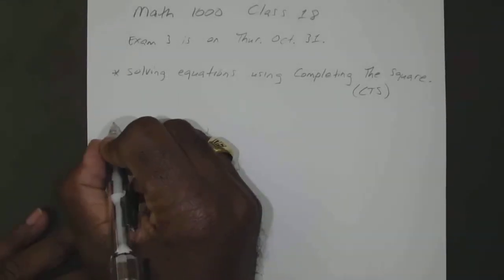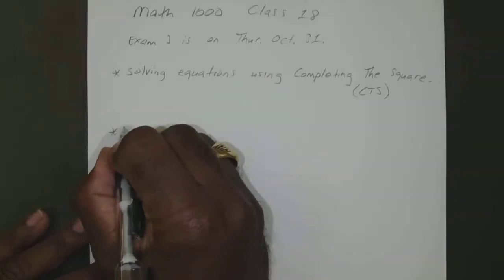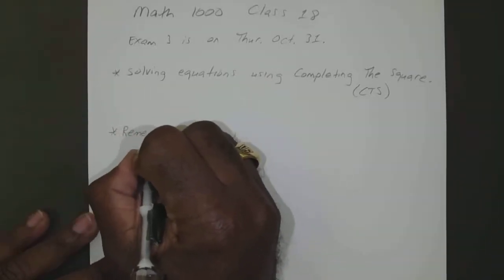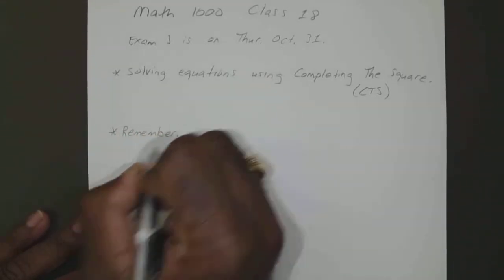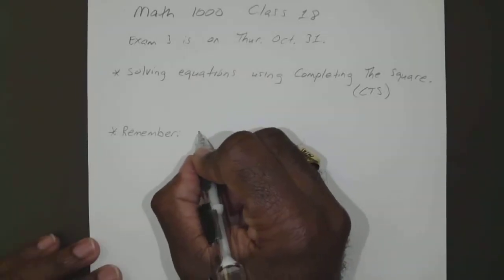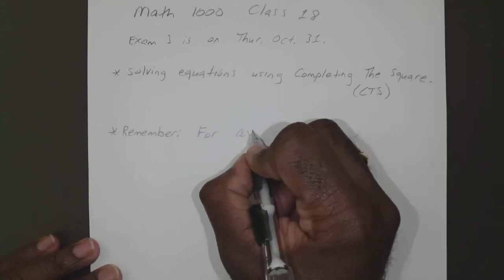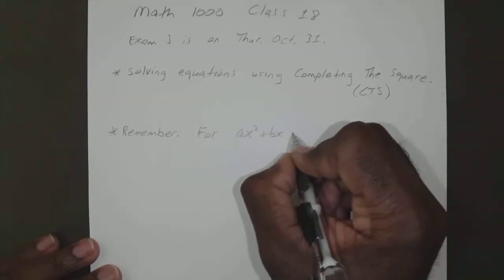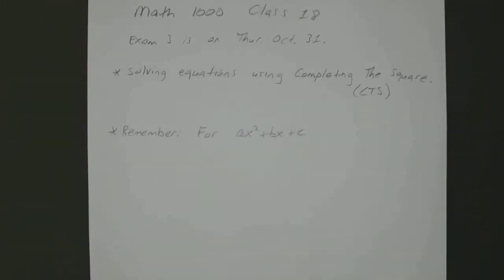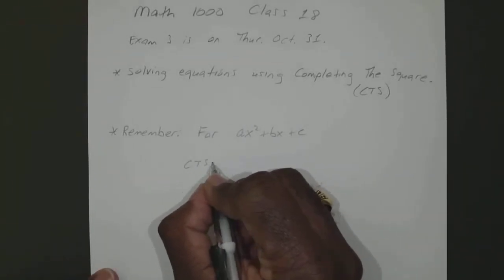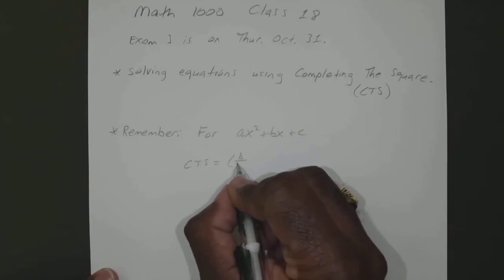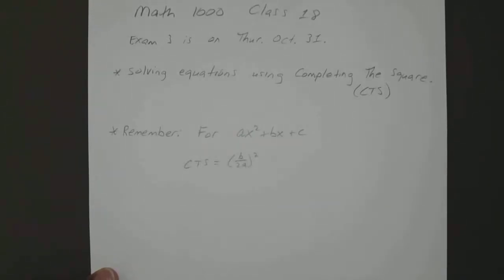All right, so to complete the square, just a quick reminder. If you have an ax squared plus bx plus c, then your complete the square is equal to b divided by 2a squared. That's your complete the square formula.